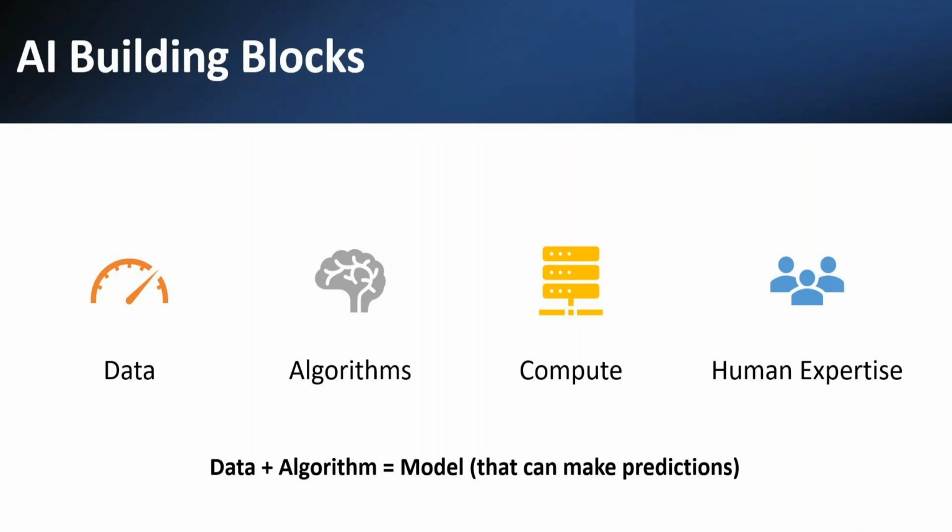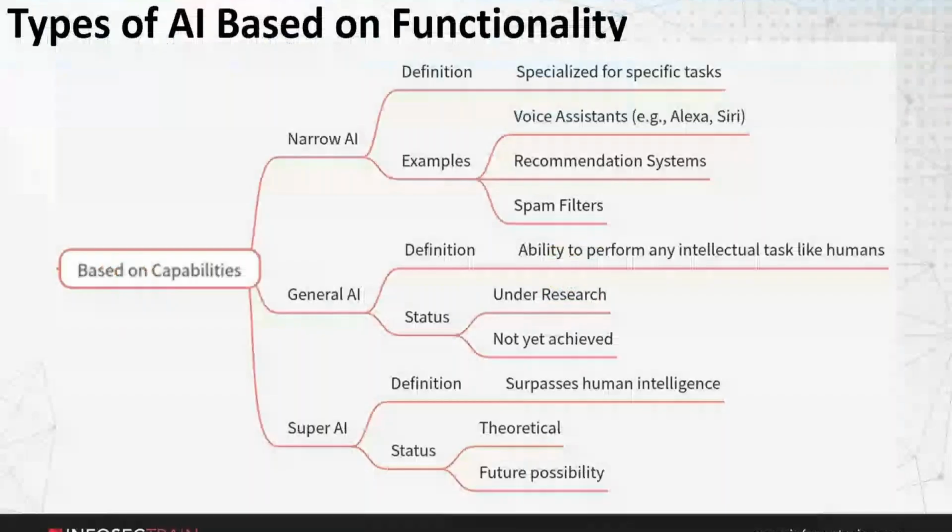So team, now when talking about AI, we can classify AI based on functionality, based on capabilities, and based on multiple factors. The most common way is to classify them based on capabilities and functionality. Based on capabilities, we can classify AI into three types: narrow AI, also called weak AI, then general AI, and super AI.